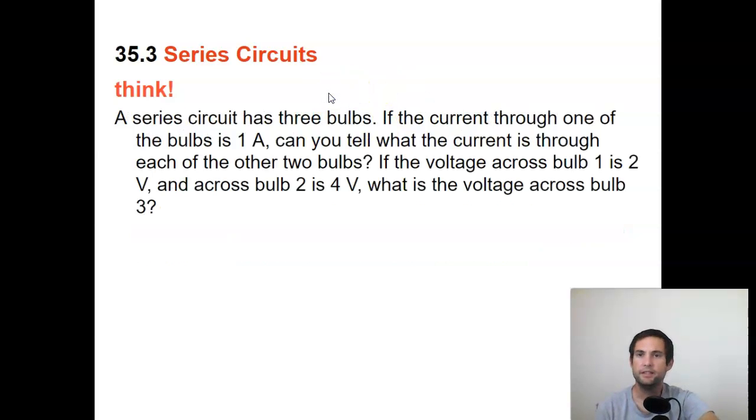Here's another one. A series circuit has 3 bulbs. If the current going through one of the bulbs is 1 amp, can you tell what the current is through each of the other 2 bulbs? Next, if the voltage across bulb 1 is 2 volts and across bulb 2 is 4 volts, what is the voltage across bulb 3?